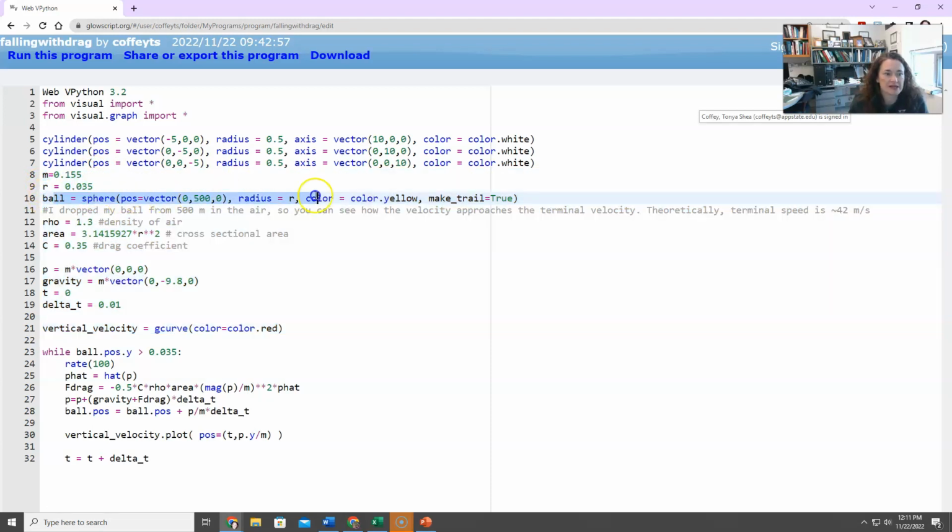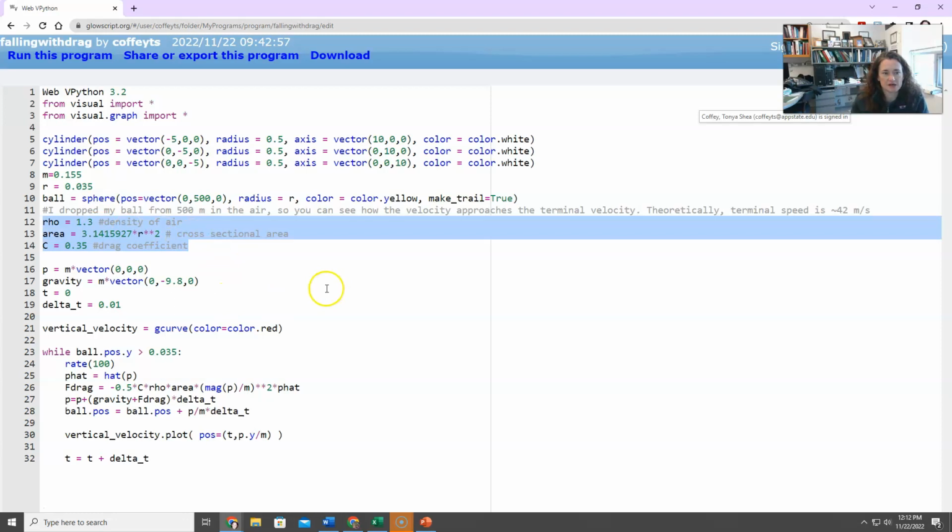Then I go ahead and place my ball. I call my object ball, not very originally. I make it a sphere, and I put its position 500 meters above the ground. I told you I was going to put it high, so this is a ball dropped from a very tall height. Then I set the radius of my sphere equal to the radius of my ball, I make it yellow, and I turn on make trail so that you can see the path of the ball as it goes through the air. Now I define some of my other variables that I'm going to need for calculating my drag. I've got rho, the density of air, which is 1.3 kilograms per cubic meter. I've got my area, the cross-sectional area of my ball, which is going to be a circle, right?